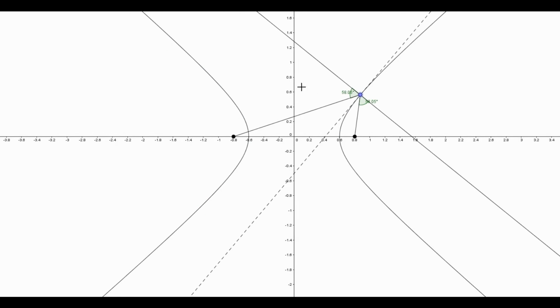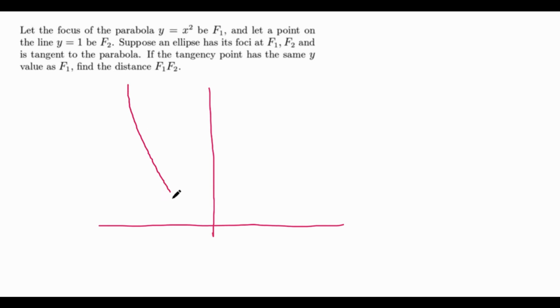So, now that we have some knowledge on these different properties of reflection of conic sections, let's try an application on a math problem. So, what this problem says is let the focus of the parabola y equals x squared. Let's draw that here. Y equals x squared. Something like that. Be F1. Okay, so the focus here is F1.